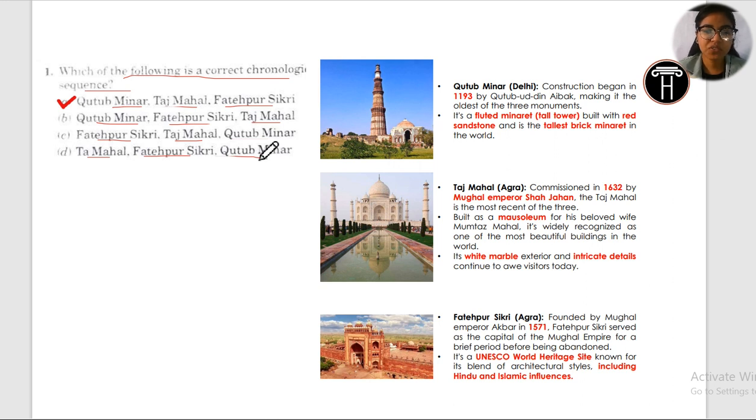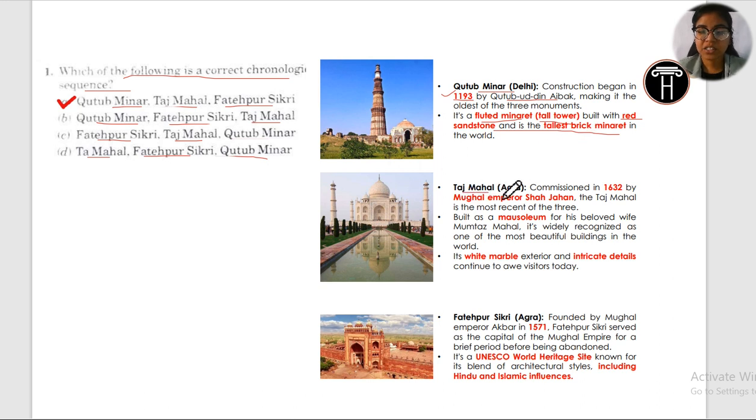The solution of this question is option number A, that is, first one is our Qutub Minar, then Taj Mahal and then Fatehpur Sikri. It is based on the date it was built. So the Qutub Minar, the construction began in 1193 by Qutbuddin Aibak. Talking about some architectural features of the Qutub Minar, it is a fluted minaret, which is a tall tower, made up of red sandstone, and the tallest brick minaret. This is the most important point.